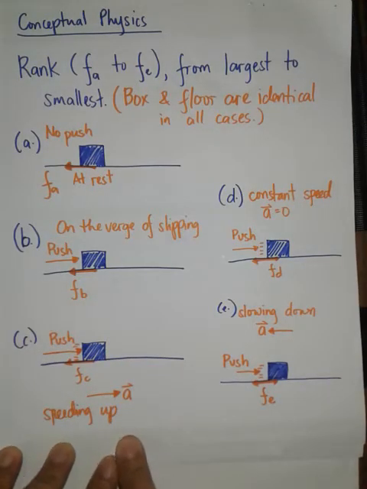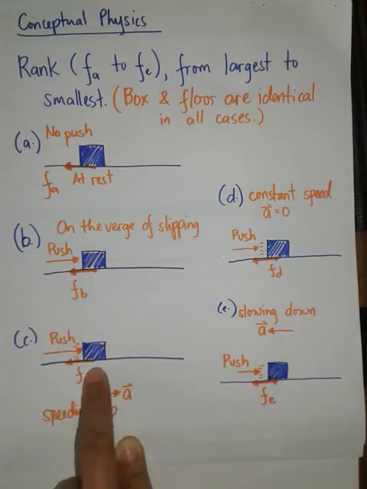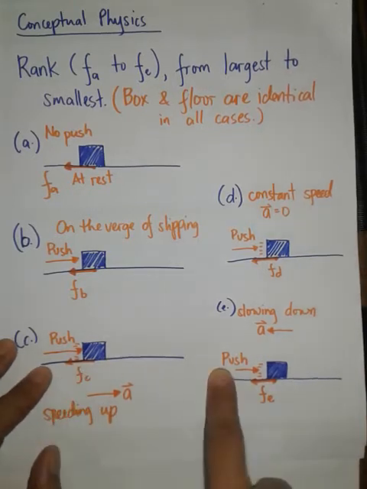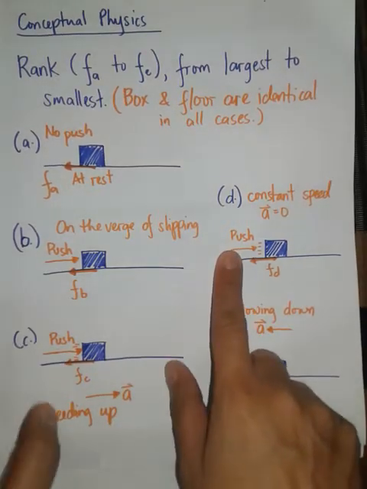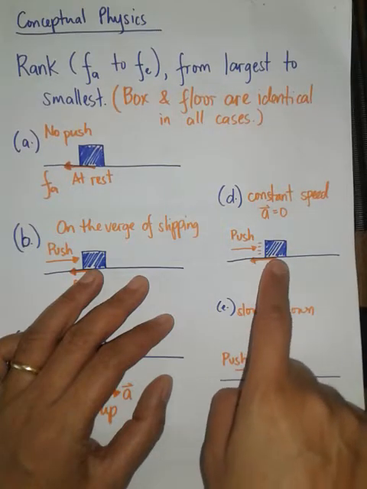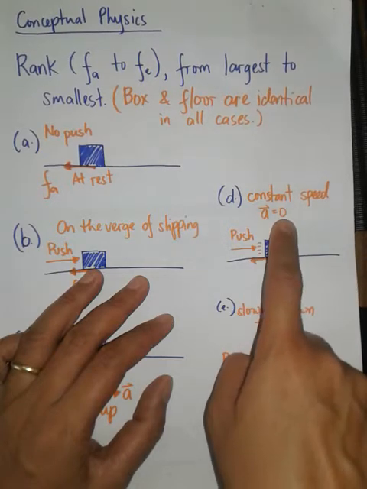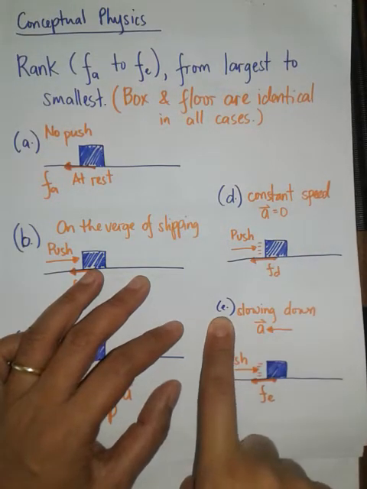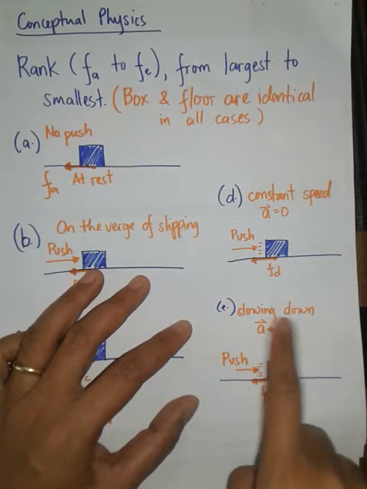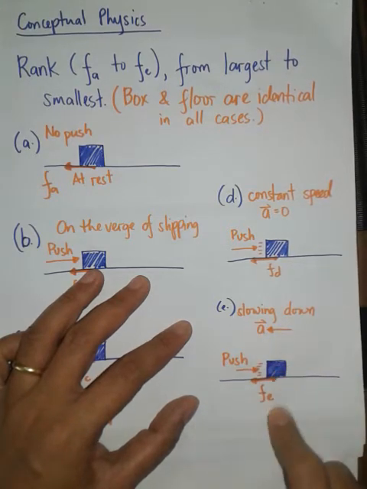For case C, this time it's still being pushed to the right. Friction, of course, we know is the spoiler force. It will always oppose the applied force. And it's speeding up to the right in case C. In case D, the box still receives a pushing force to the right, but the box is moving at constant speed in a straight line, so its acceleration along x is 0. For case E, the box is still being pushed to the right, however, it is slowing down. So the velocity is to the right, acceleration is to the left, so this box will slow down.